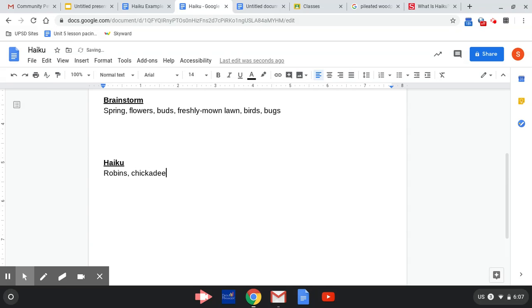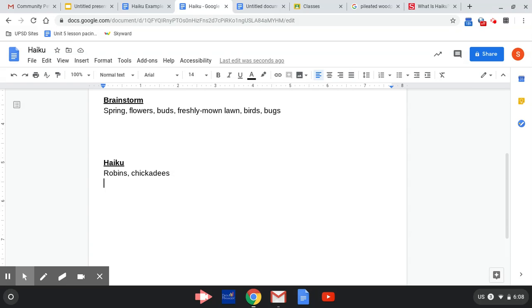Chickadees. Chickadee is another kind of bird. They make that chickadee-dee-dee-dee-dee sound. Robins, robins, chickadees. 5 syllables. Okay, there's my first line. And they are singing so loudly, so how am I going to describe that? Remember, my second line needs to be 7 syllables long.